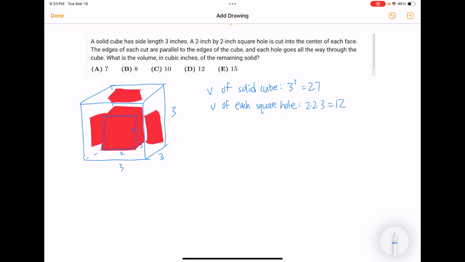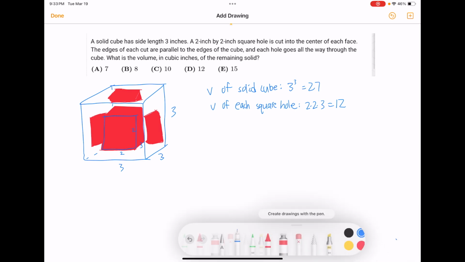But this is just the volume of each square hole. So how many square holes do we have in all? Well, at first you would think, oh, because there are 6 faces, that would mean there are 6 holes. Well, in this case, because each hole goes all the way through the cube, there are technically only 3 holes.